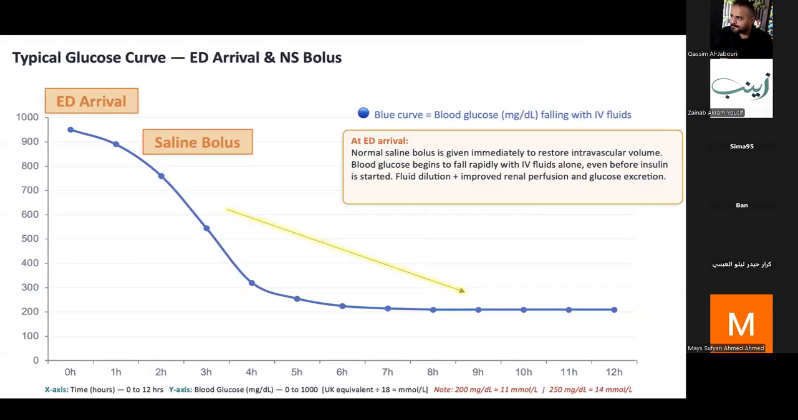I presented this slide in my previous talk on DKA, and I'm presenting it here again just to show you how fluids can remarkably improve hyperglycemia. That's why in hyperglycemic crises or emergencies, at the time of arrival, when you see the patients, give them a fluid bolus. You will notice a rapid drop in blood sugars in those patients. DKA and HHS are quite fluid responsive, especially when they don't have acidosis.